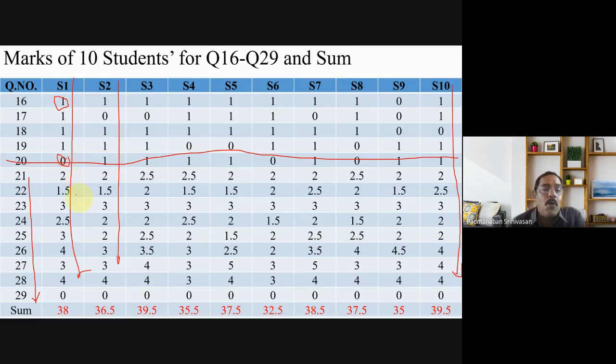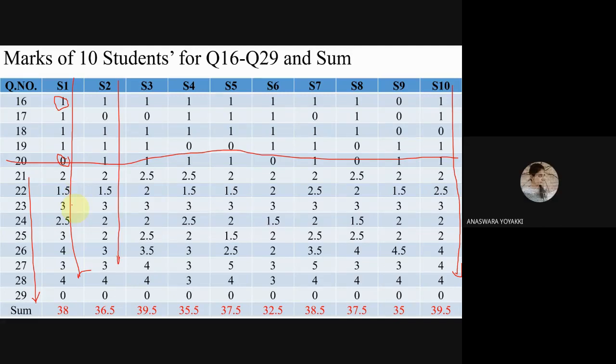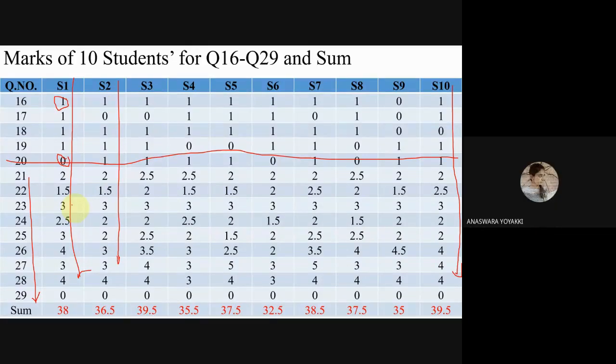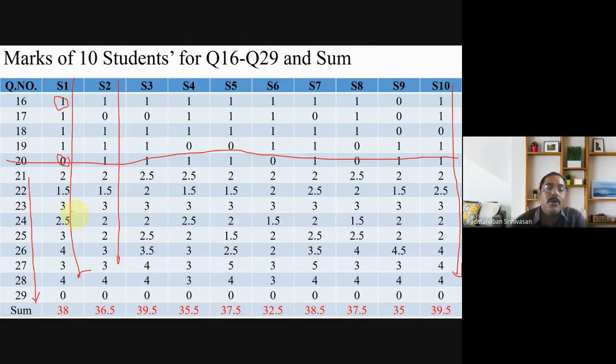For a subjective question, how did we calculate the difficulty index? If you remember, tell me. It's more than 70%, sir. So, if it is more than 70%, then treat it as 1. If it is less than 70%, treat it as 0. The same thing we have to follow for discrimination index also.